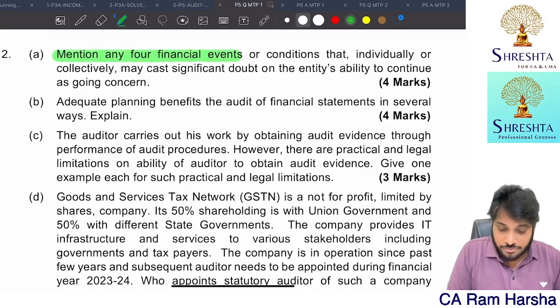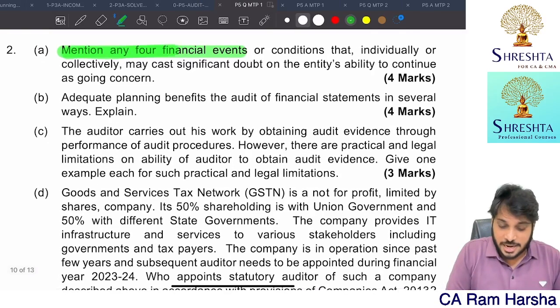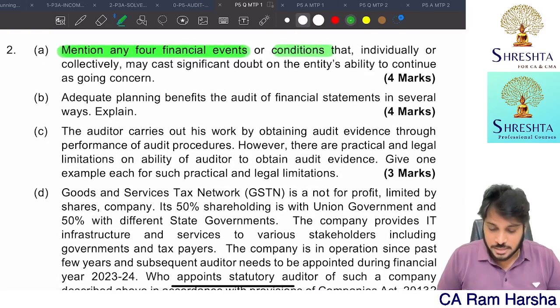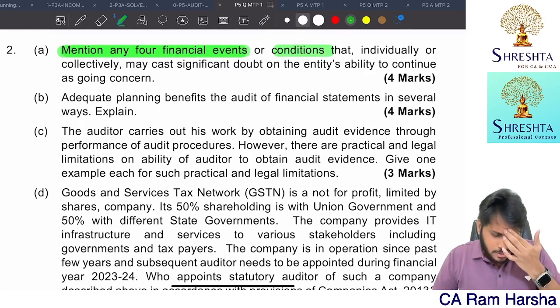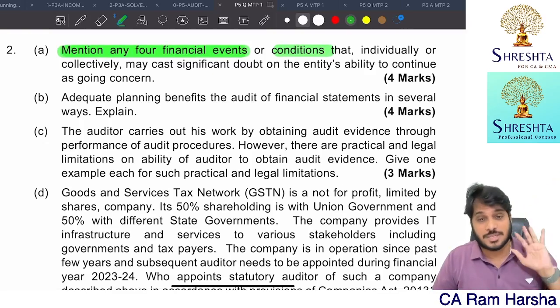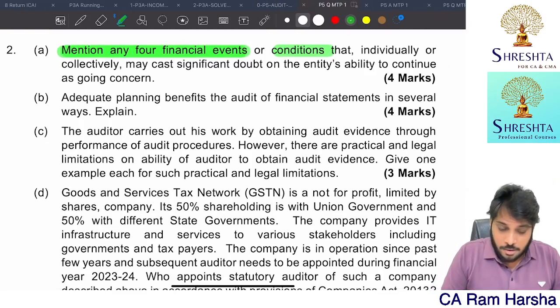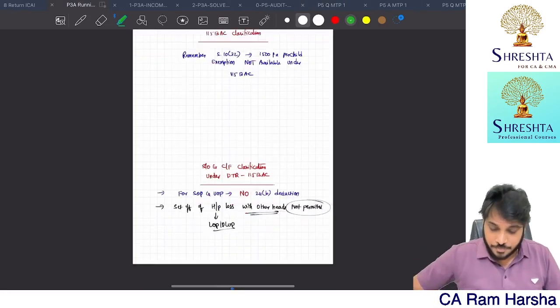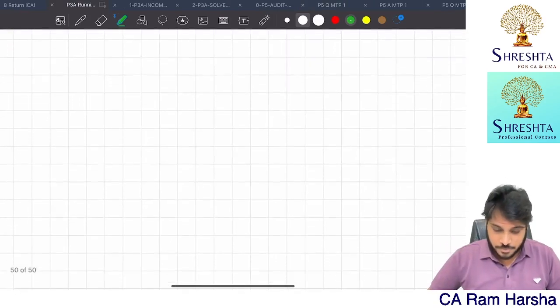Second question: mention any four financial events or conditions. By the way, here, one common question many students ask is how to present. Very simple. Whenever you start a question, you should start on a fresh page.